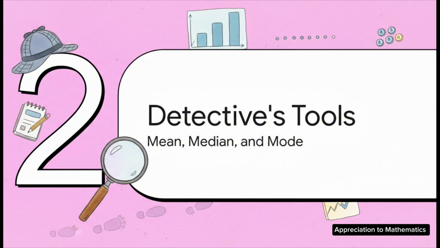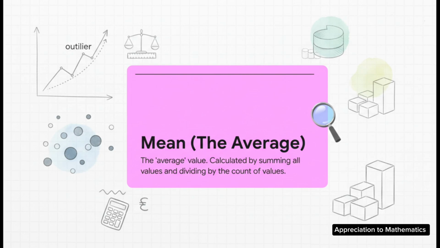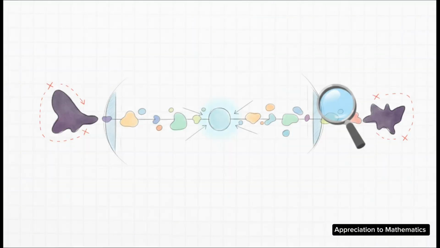Now, to find that center, every good detective needs the right set of tools. And in our data detective toolkit, we have three main instruments we're going to use: the mean, the median, and the mode. And each one has its own special job for cracking a different kind of clue. First up, we've got the mean. You probably already know this one as the average. It's simple. You just add up all the values and then divide by how many values you have. It's awesome for getting a quick overview. But a word of warning, the mean can be a little sensitive. A single really high or really low number, an outlier, can totally throw it off and lead our investigation down the wrong path.